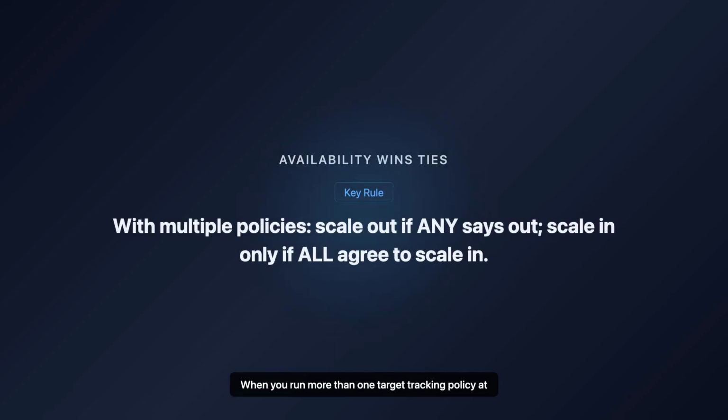When you run more than one target tracking policy at once, there's an asymmetry worth remembering, and it always favors availability. The group scales out if any single policy says scale out, but it only scales in when every policy agrees it's safe to scale in. So if you're tracking both CPU and request count together, the group is aggressive about adding capacity and cautious about removing it. Amazon Web Services designed it this way on purpose. When in doubt, keep servers running.